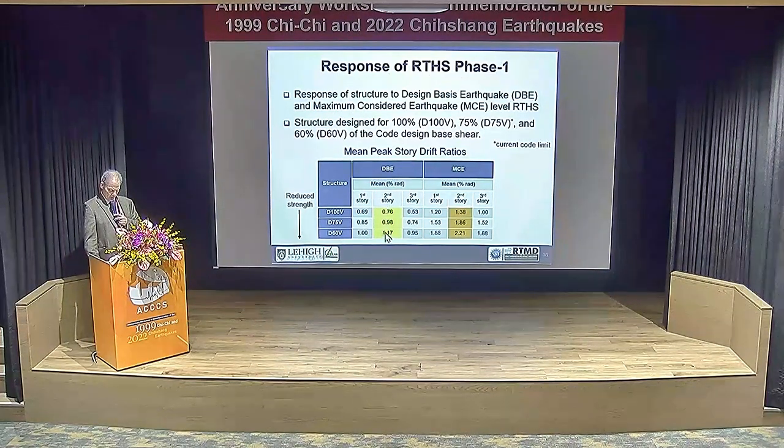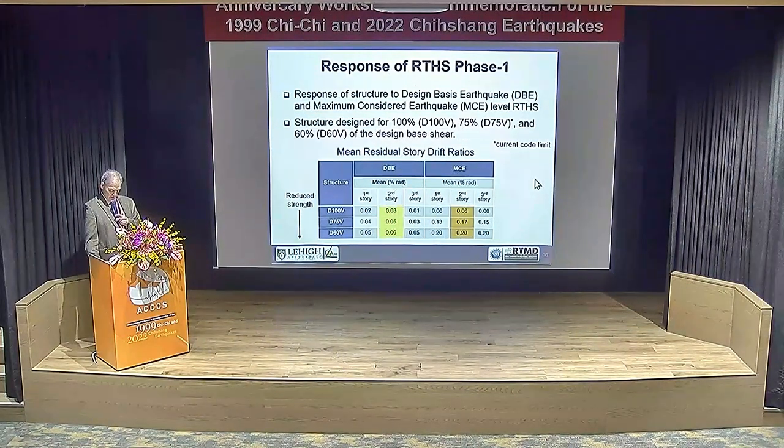The second floor had the most, this is now the mean statistics, the most peak drift, but it was rather small. This is 1.17. The MC is 2.21. The target was 2% or less. Look at the residual drift. There's hardly any residual drift in the design-based earthquake.